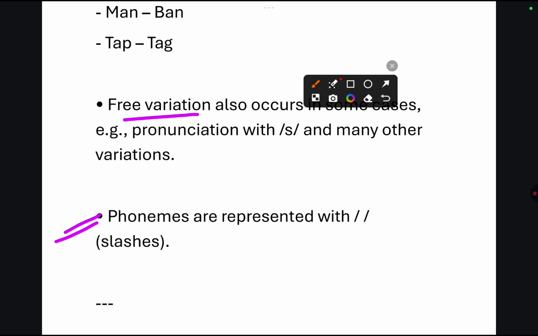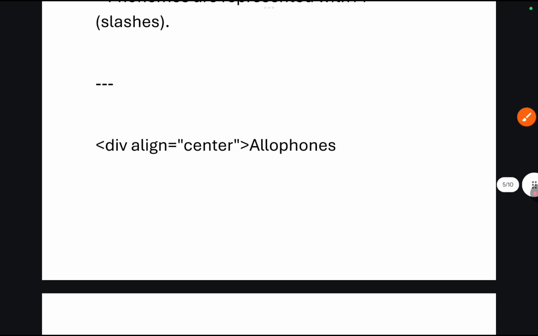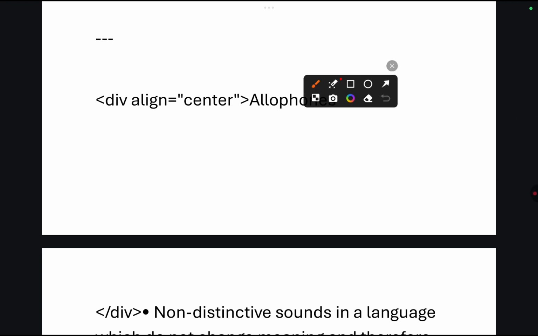And now the most important point: how is a phoneme represented? A phoneme is represented with slashes. Now moving to the other part, that is allophones. What are allophones?